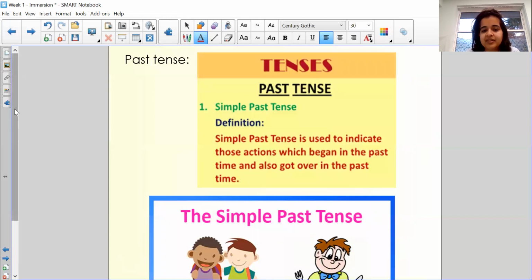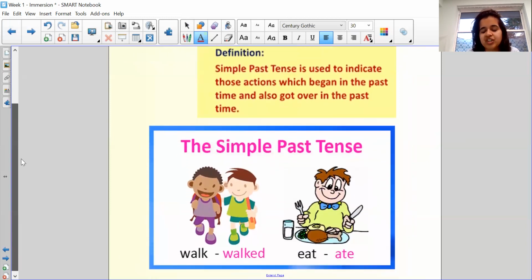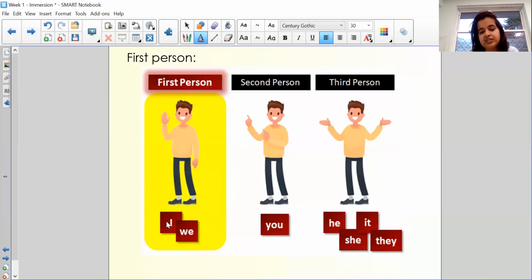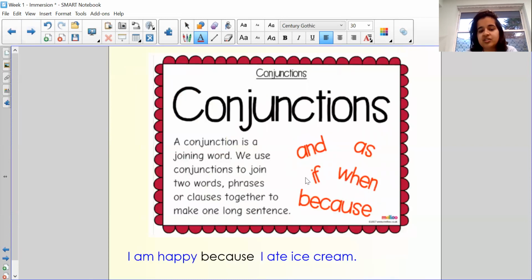Okay, past tense, something that's already happened, an action began in the past, it finished in the past. First person uses I and we. Just focus on that. And conjunctions are joining words. They join two sentences together to make one long sentence.